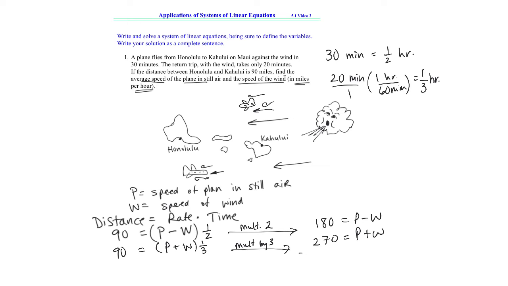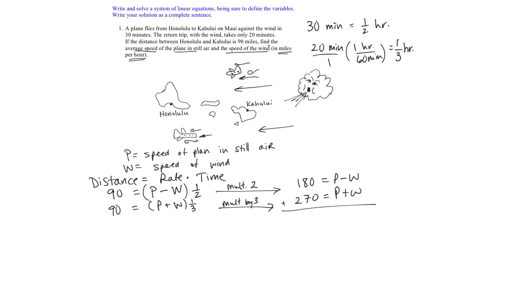And now I can use our addition method. So we go ahead and add columns. This would give me 450 is equal to 2p. My w's would just add up to 0. And so p is equal to 225. And that would be the average speed of the plane in still air. It's a little slow. Usually these inner island planes are flying more like 300 miles per hour. But it's average, so it's including the takeoff and landing speeds when it's slowing down a little bit.